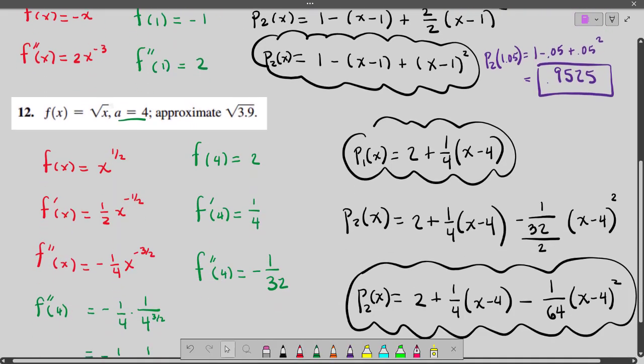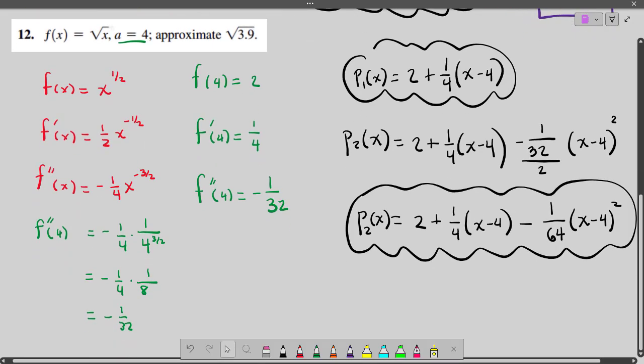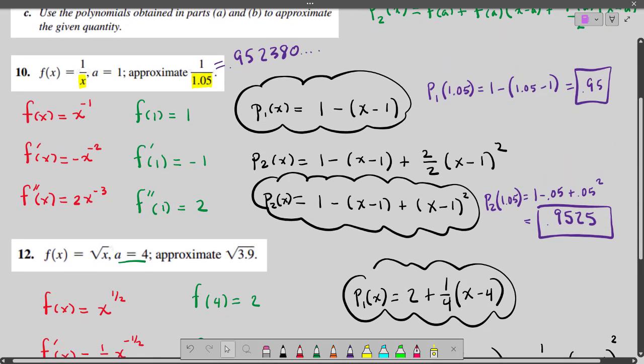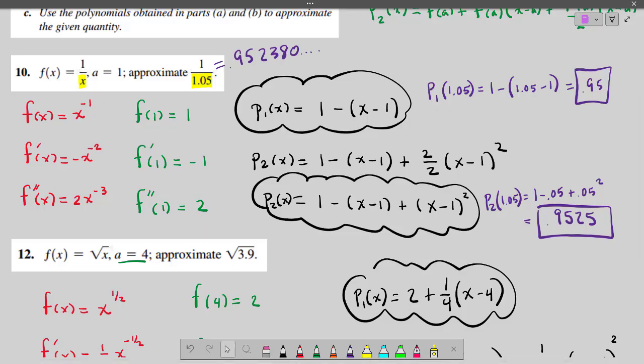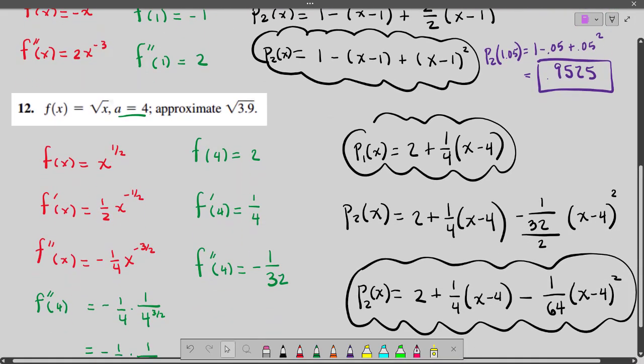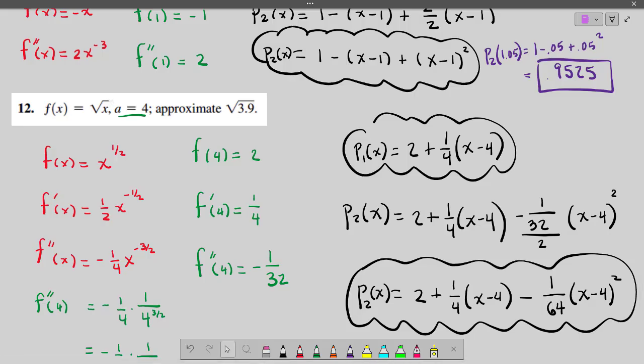Let's take a look at this one in terms of the approximations. So our center is 4. Okay, so we built that. And you might start to see a pattern here: you choose your center in a way that is going to be close to where you're trying to approximate. So here, we know the closest number to 3.9 that is a perfect square is 4. So we're trying to pick a number that's close to the number we're approximating at.